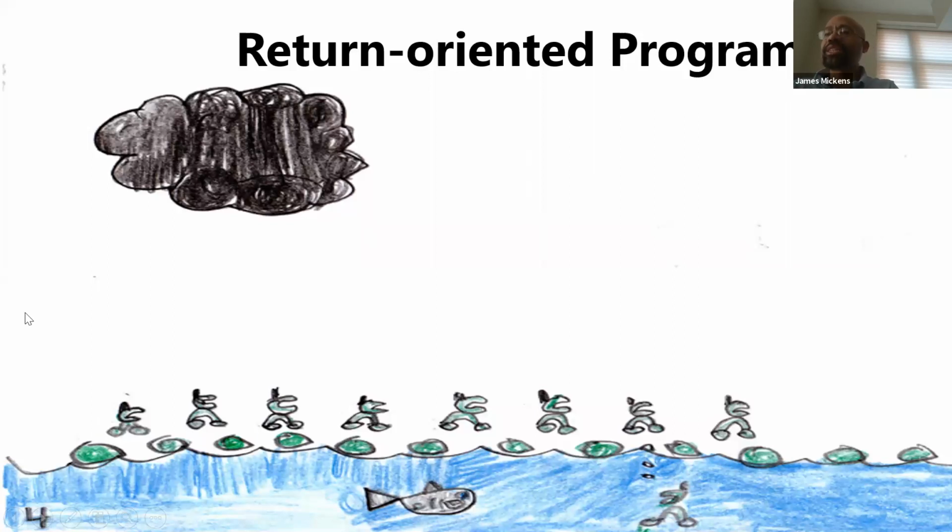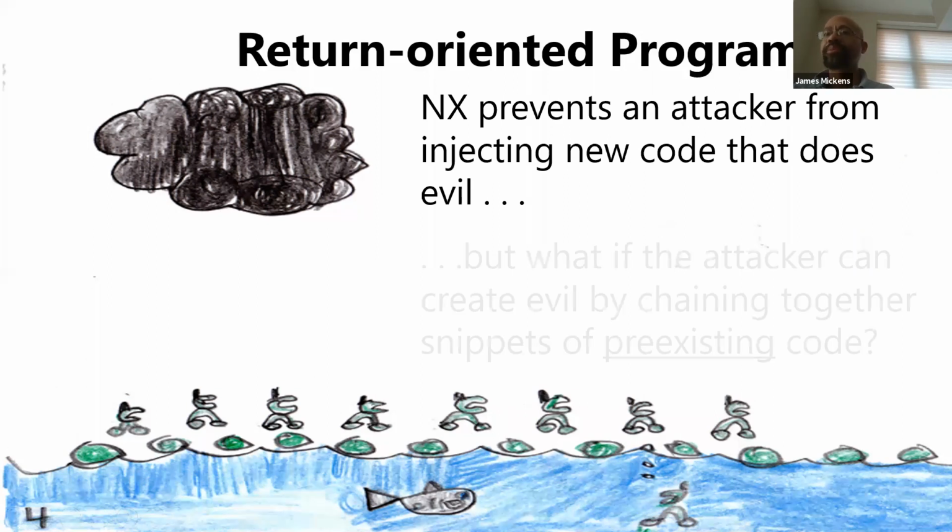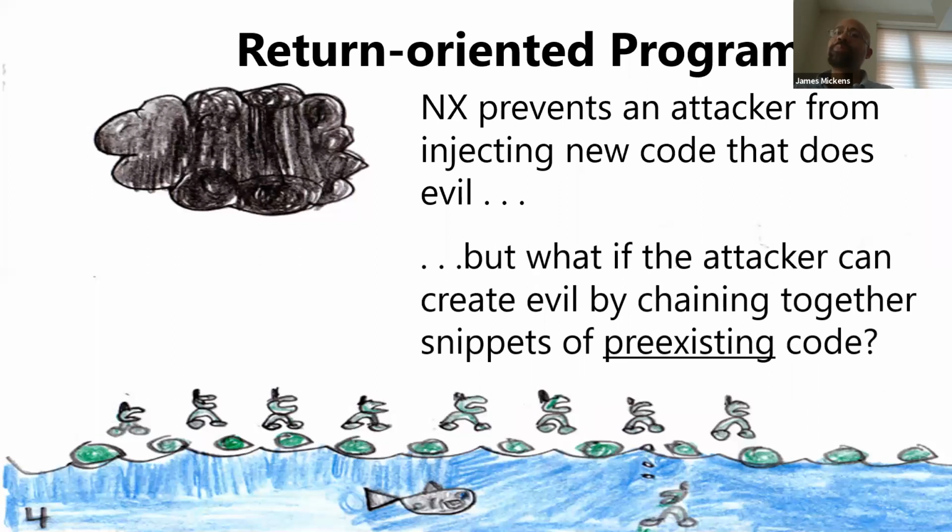So what's the basic idea behind return-oriented programming? Well, these no executable bits prevent an attacker from injecting new code that does evil stuff. And as a result, no execute bits are a very powerful defense. These are standard on modern chips and modern operating systems. But what if the attacker can create evil by chaining together snippets of pre-existing code? We've already gotten a flavor of this with return to libc attacks, where the control flow of the vulnerable program was diverted to a pre-existing function in the process.